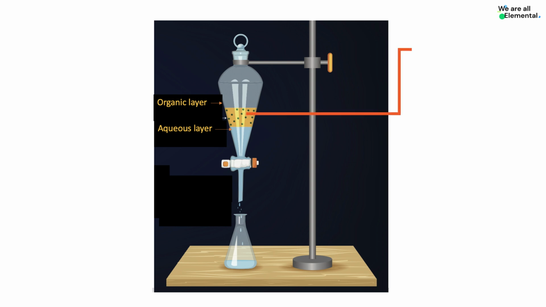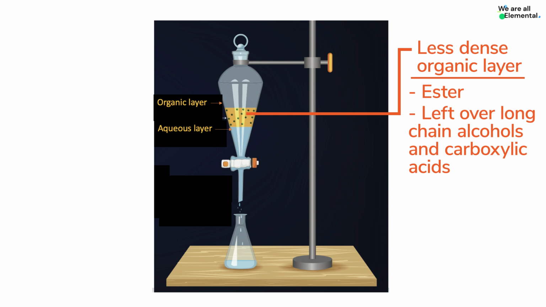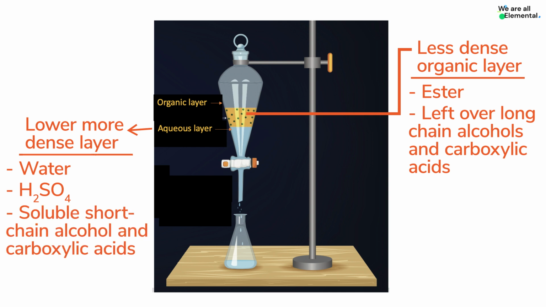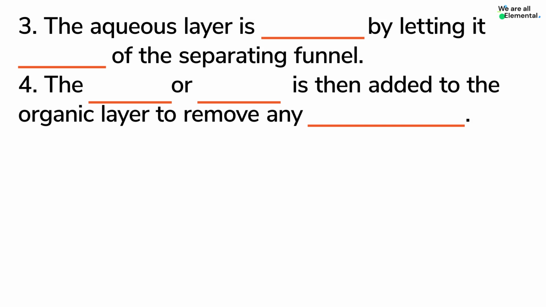The upper layer is the less dense organic layer, and it has the ester and some leftover long chain alcohols and carboxylic acids, which are insoluble in water. The lower, more dense layer is the aqueous layer with water and sulfuric acid, which is soluble in water, and some soluble short chain alcohols and carboxylic acids. The next step is the aqueous layer is discarded by letting it flow out of the separating funnel.